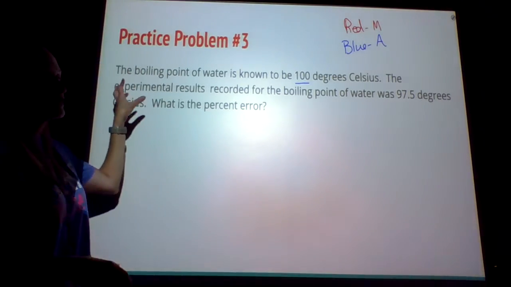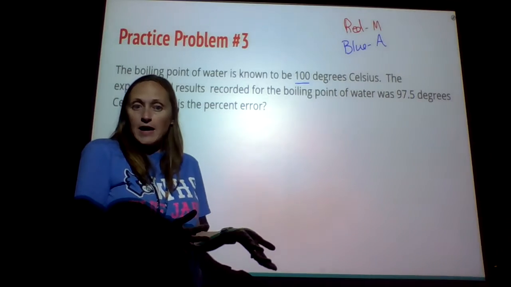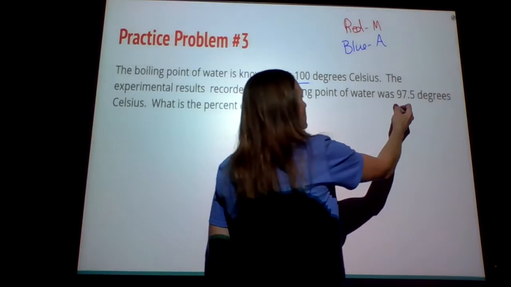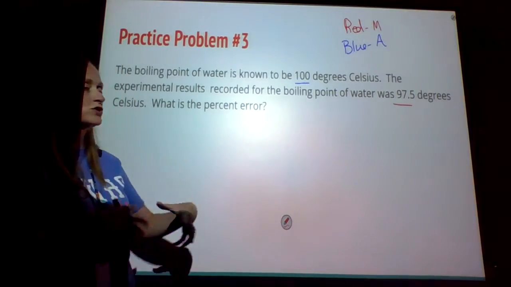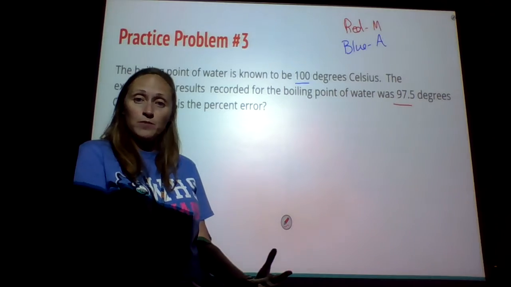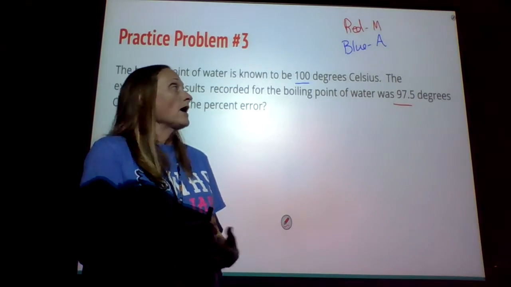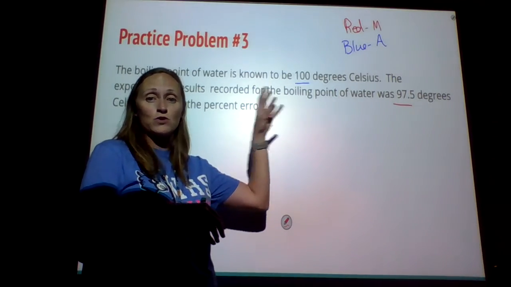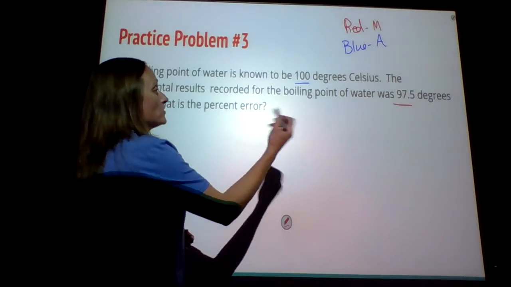And then the experimental results. We know that the results may not be accurate, so 97.5 is going to be our measured value. This is just a way to read the problem, pull out the numbers that are important, underline them, and identify which one is measured and which one is accepted. And then from there, you can go on and plug into your formula.